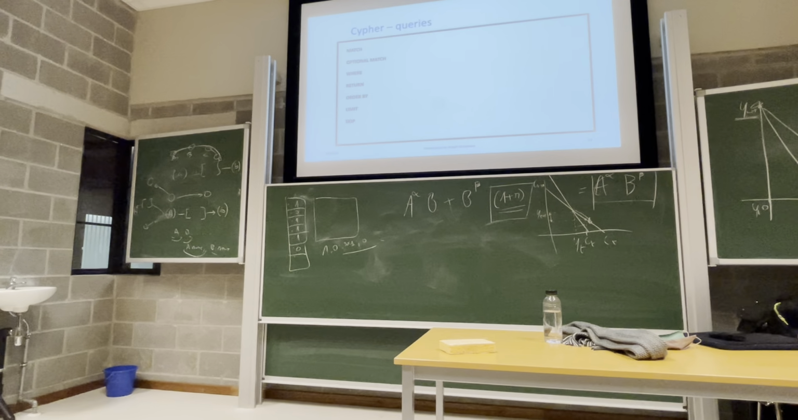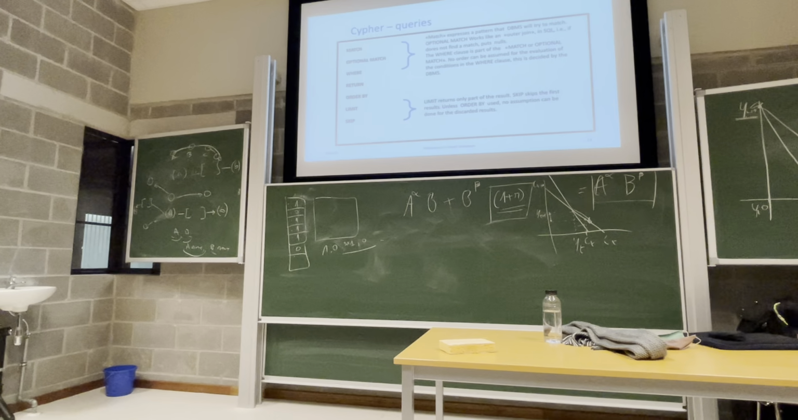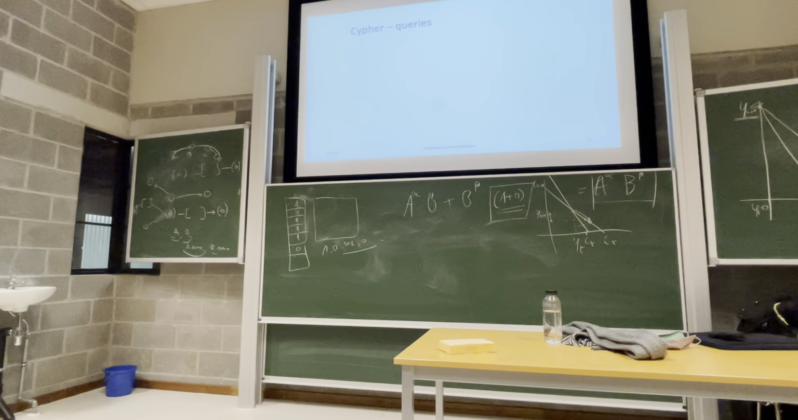The where is a condition. Return shows you what you want. Order by as always, and skip skips the first n elements in the result, and limit just shows you the first n elements of the result. Okay, you can also have return distinct, but more complex statements we will be studying in the next lecture.